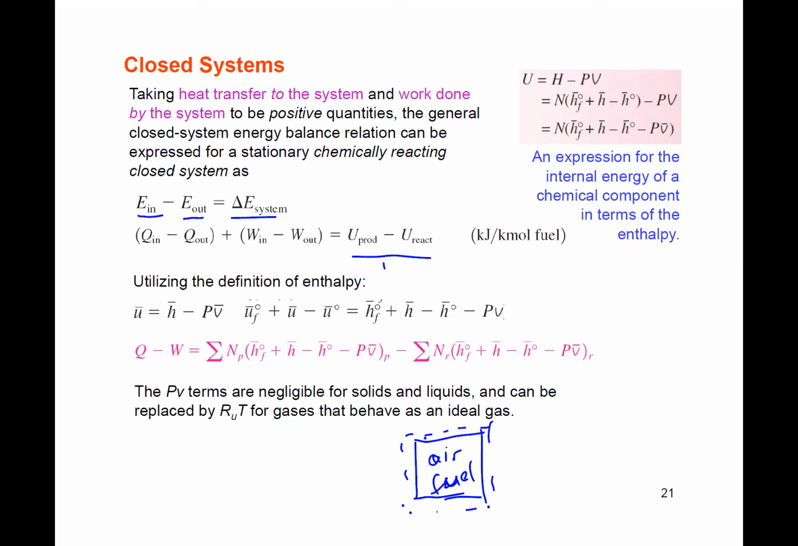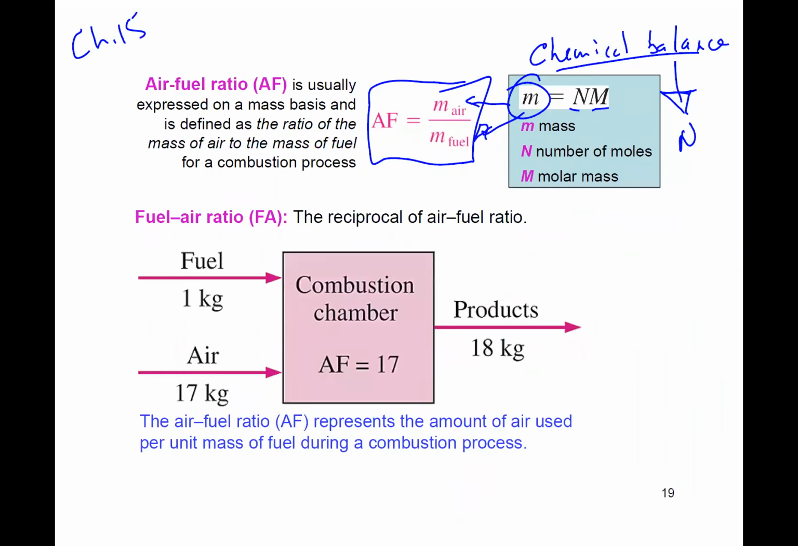So we have internal energy instead of enthalpy, and really all they do is just use the enthalpy relationship. Since enthalpy is U plus PV, they just rearrange for internal energy. And you get this. Okay, so you still have those enthalpy parts, but then you have this extra little component for each of the products and reactants, which is negligible for solids and liquids, or R_uT for ideal gases. So really those two equations and your chemical balance are the main thing of chapter 15.